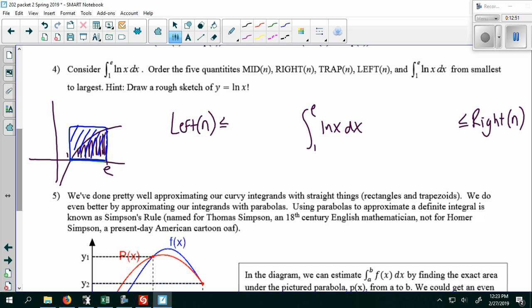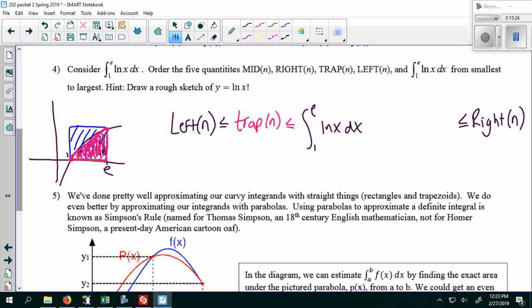All right, let's do trap. So trap n is where I would connect the height of the function at each endpoint with a straight line. And so I have this pink triangle. And that is a little bit of an underestimate. It's an underestimate of the value under the curve. But it's a much better underestimate than left n. So trap goes here.